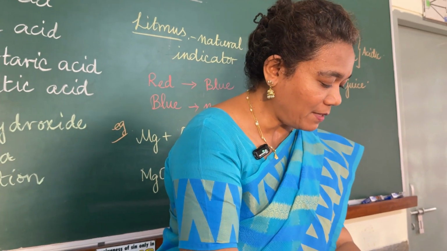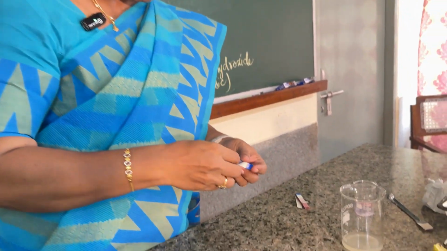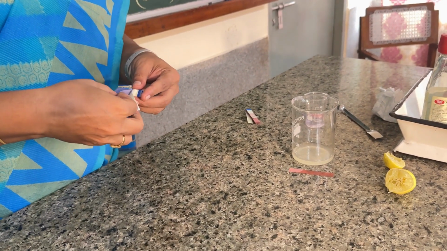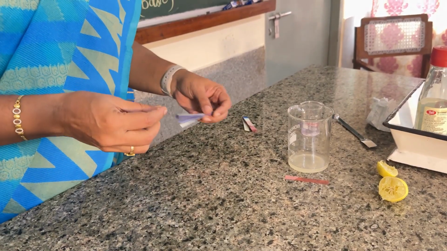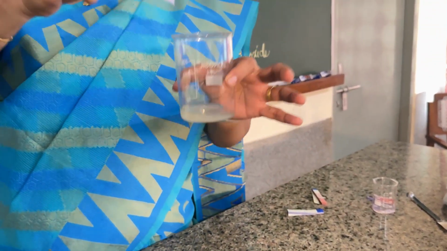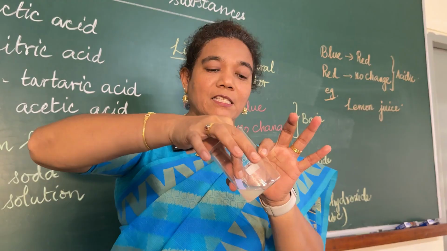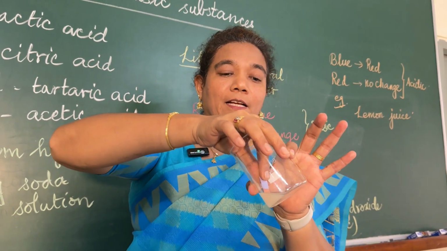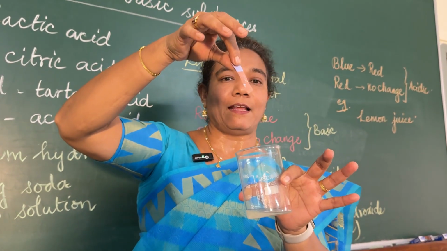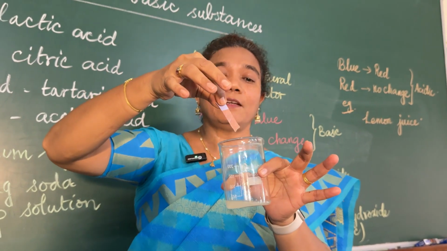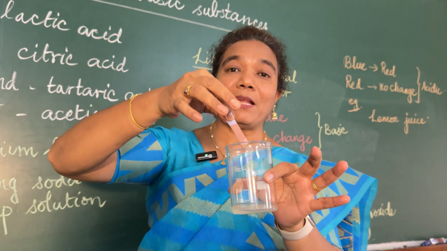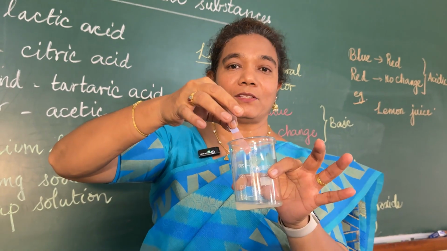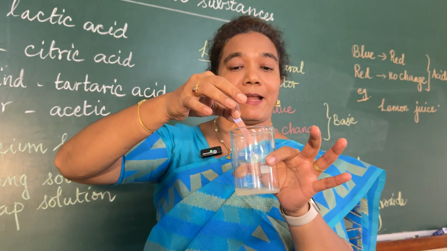Now if we test this with blue litmus paper, see, the lemon juice turns the blue litmus paper into red color. So from this we can confirm that lemon juice consists of acid. So this juice is acidic in nature.